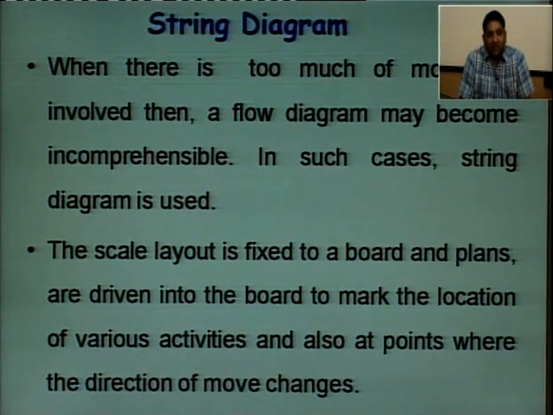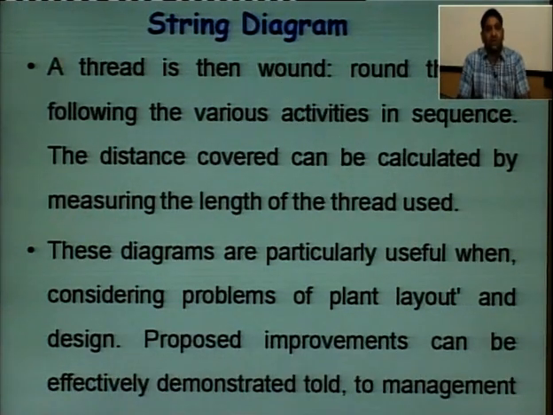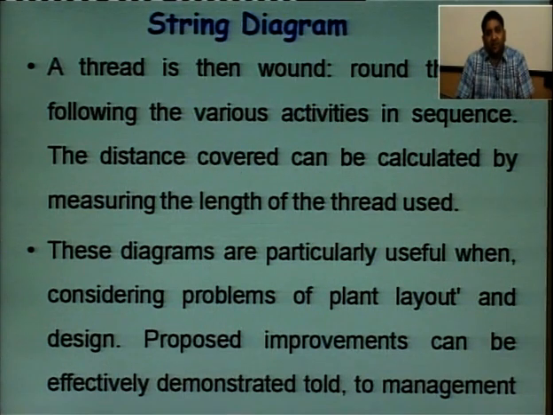There is another diagram which is known as the string diagram. When there is too much movement involved, then a flow diagram may become incomprehensible. In such cases, the string diagram is used. The scale layout is fixed to a board and pins are driven into the board to mark the location of various activities and also at points where the direction of move changes. A thread is then wound around the pins following the various activities in sequence. The distance covered can be calculated by measuring the length of thread used.